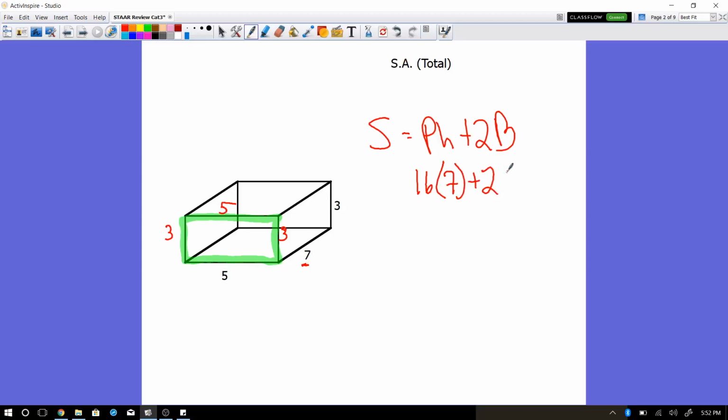Plus 2 times the area of the base. We already figured out the area of the base was 5 times 3, 15. All right, so we know to solve this one section at a time. So 16 times 7 is 112 plus 30. So that should give us 142 square units. And the only reason I know it's square units is because that SA means surface area. Area is square units because there's only 2 dimensions.